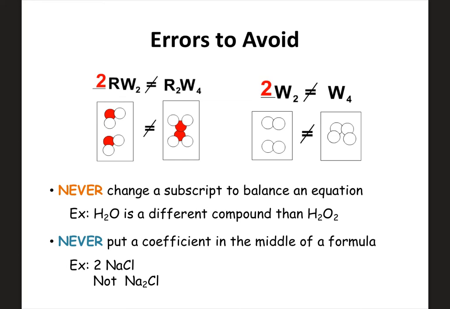Okay. You can't just say, well, I need to take my coefficient and put it in the middle of a formula. So NaCl becomes Na2Cl. Nope. You just totally change the formula. All right. The only thing you're allowed to do here to balance a reaction is put coefficients in front of things, okay? So you got to be careful with that. You can't just change subscripts. You can't just throw things in the middle of formulas. The only thing you're allowed to do is put numbers in front of an entire substance.